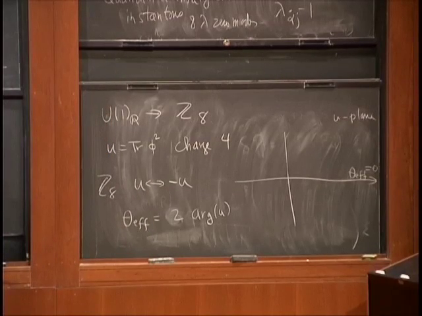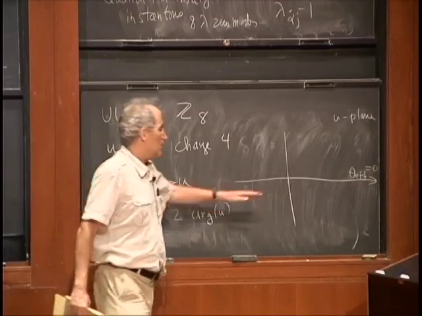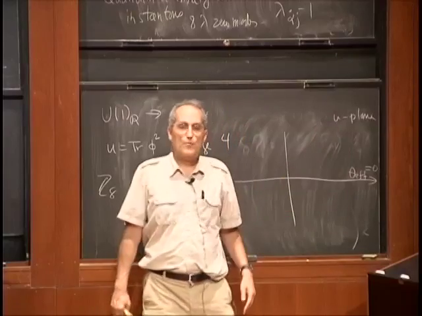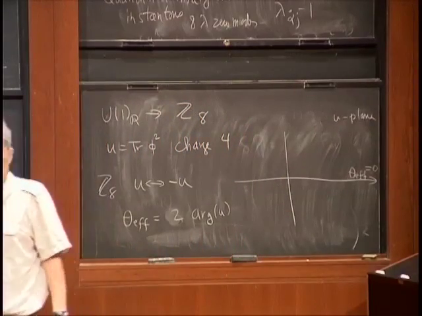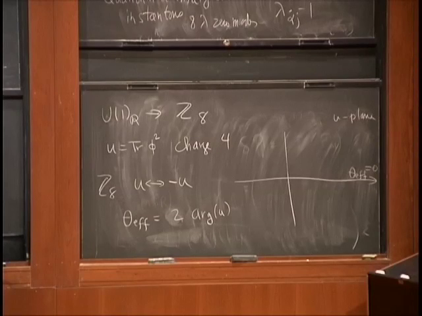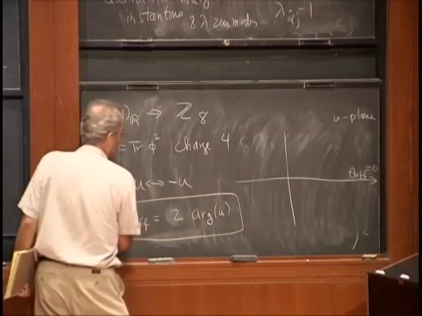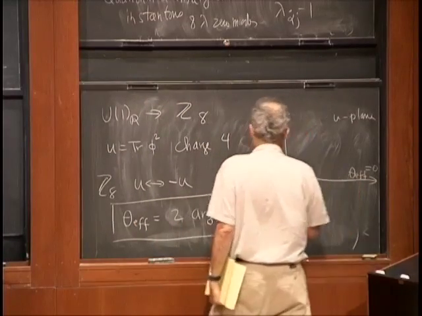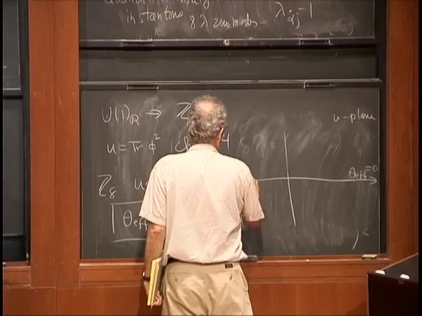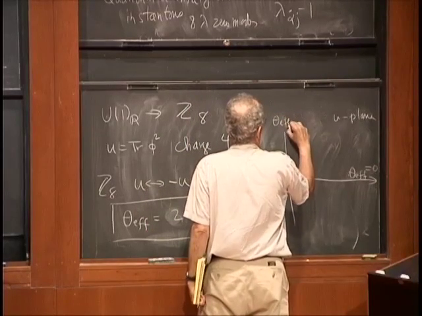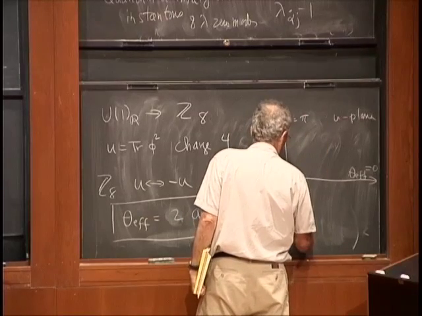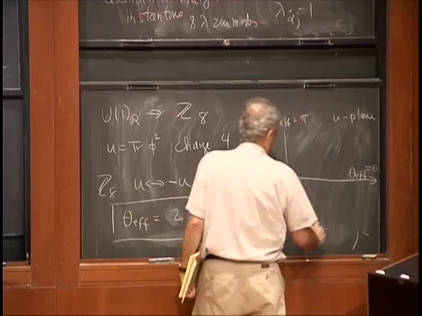What that means is that when u jumps, see, u going to minus u is a symmetry. Rotating u by a random angle isn't a symmetry because it changes the effective value of the theta angle. Rotating u to minus u is a symmetry. And what that means is that the theta angle has gone all the way from 0 up to 2 pi. So in general, the effective theta angle is twice the argument of u. So theta effective is 0 here. It's 0 also on the negative u axis. And it's pi, or equivalently minus pi, on these other axes.